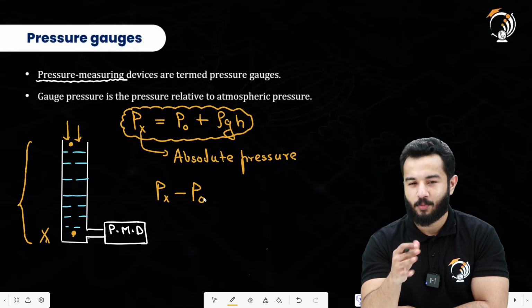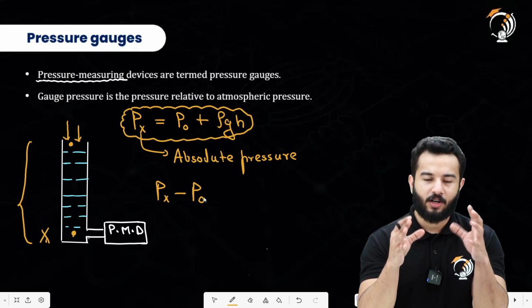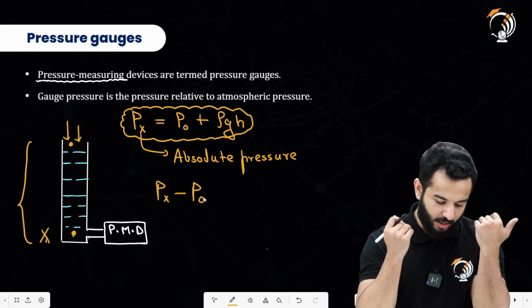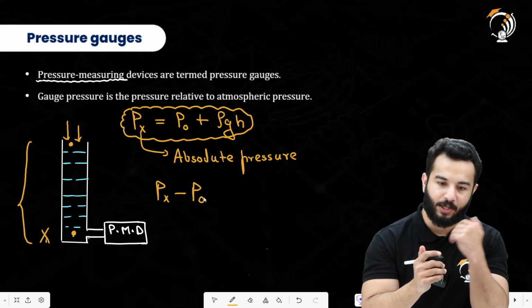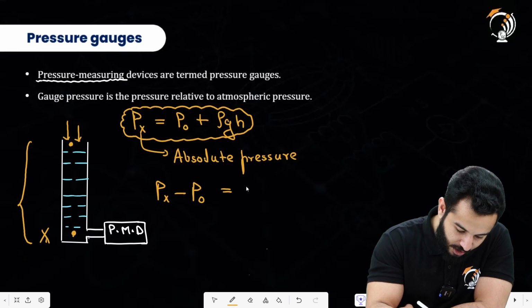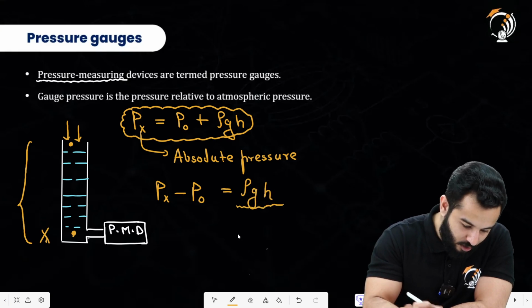Let's not talk about atmospheric pressure. Let's say we are not discussing atmospheric pressure. Let's discuss only what's the pressure difference between these 2 points. So that will be just rho gh, and this type of reading is known as gauge reading.